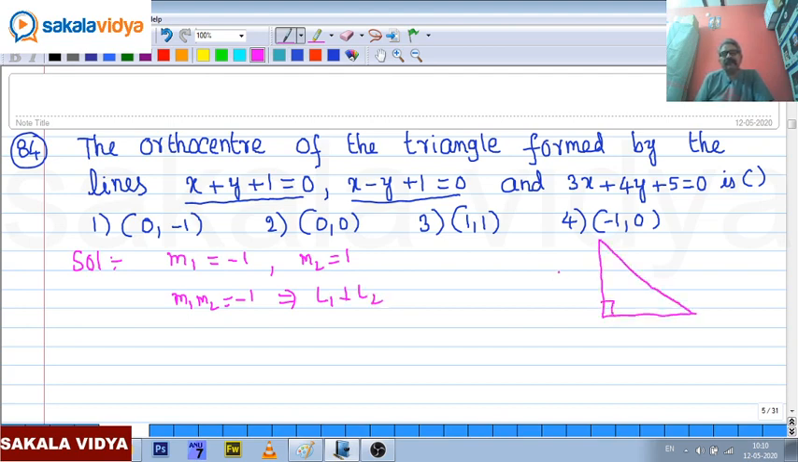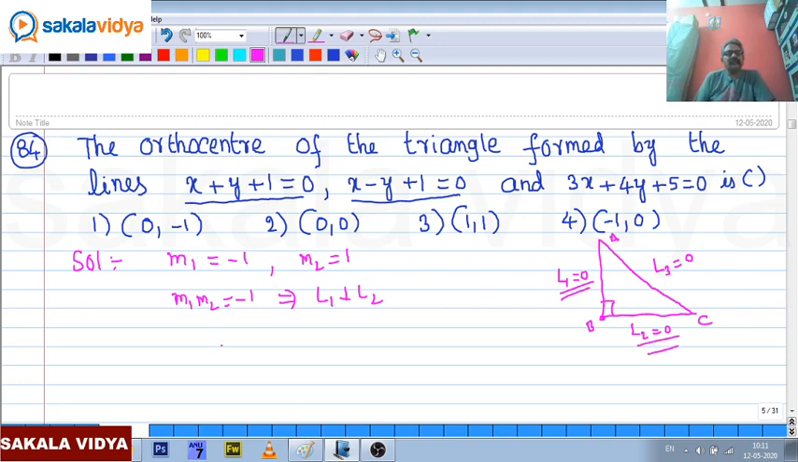So this is the first line L1 equal to 0, this is L2 equal to 0, and this is L3 equal to 0. For example, call the vertices A, B, C. What is the orthocenter of a right angle triangle? It is B. B is nothing but the point of intersection of L1 equal to 0 and L2 equal to 0.